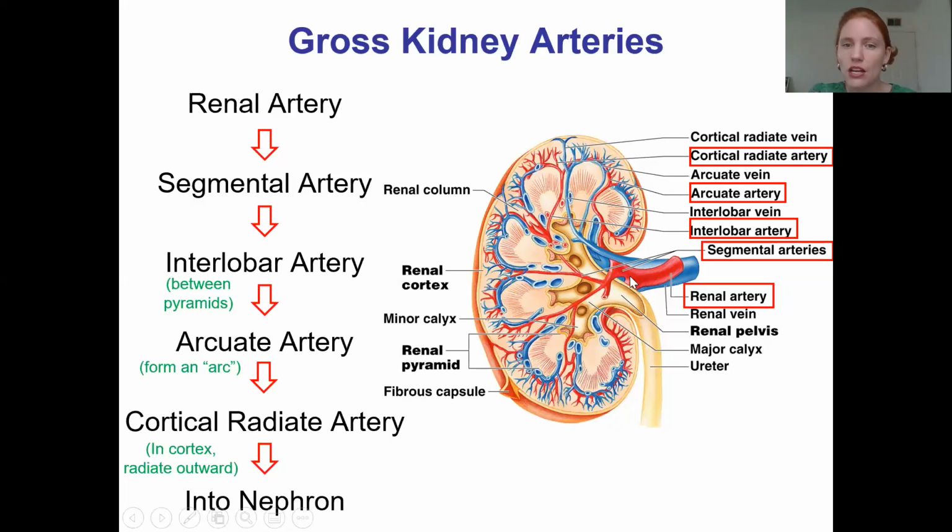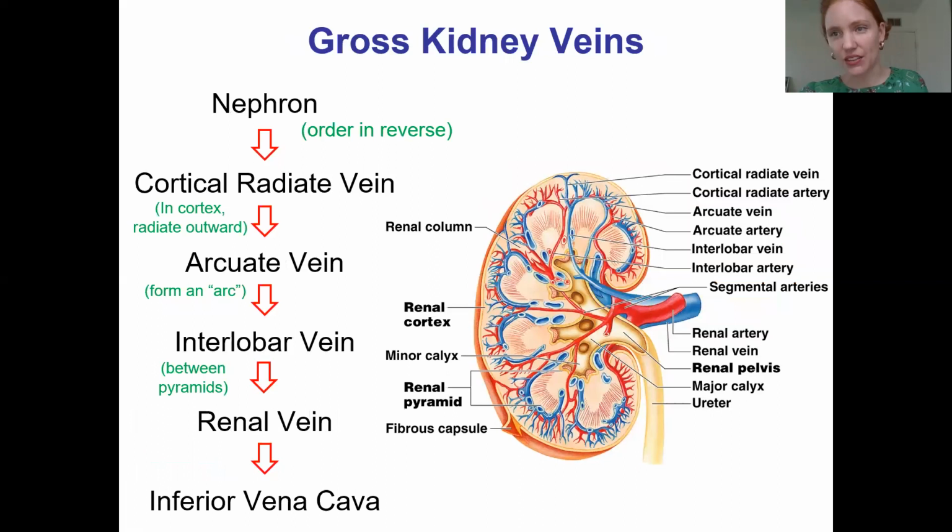So the renal artery breaks up into the segmental arteries, and then they run between the columns, in between the pyramids, so they're interlobar arteries, and then they arc across the top, so those are the arcuate arteries, and then they radiate out into the cortex, and so those are the cortical radiate arteries. From there, they're going to enter into the nephron, and I haven't talked about the nephron yet, but I will in the next section. While they're in the nephron, they'll get filtered, and now we have to come back in the veins.